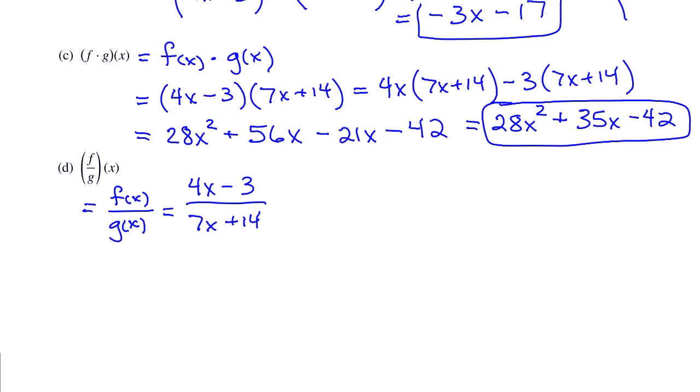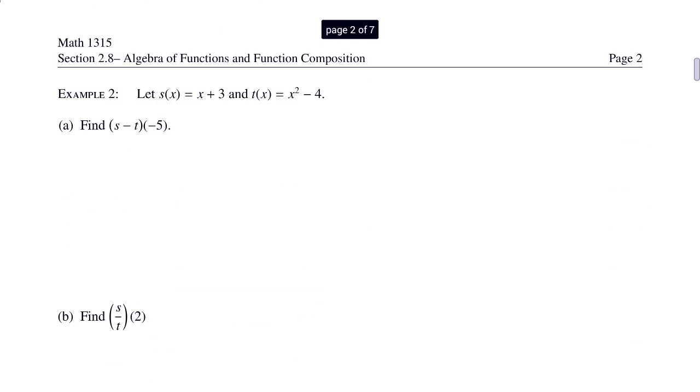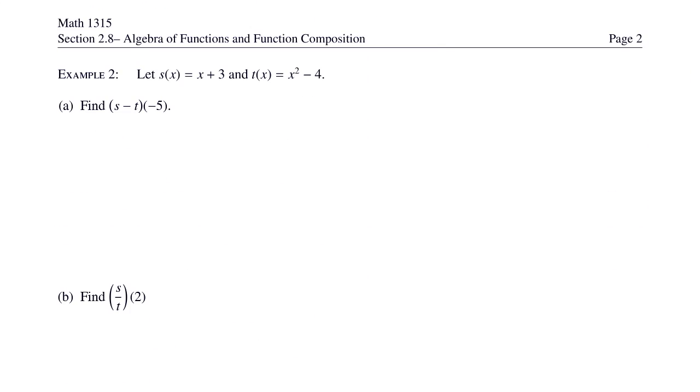All right, page 2, example number 2. Let s of x equal x plus 3 and t of x equal x squared minus 4. A, find s minus t of negative 5. So this one we have a number that we need to evaluate. So this would be equal to s of negative 5 minus t of negative 5.